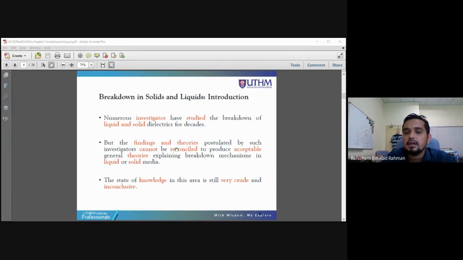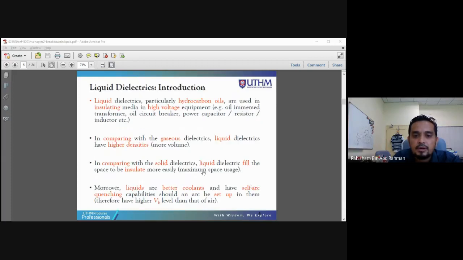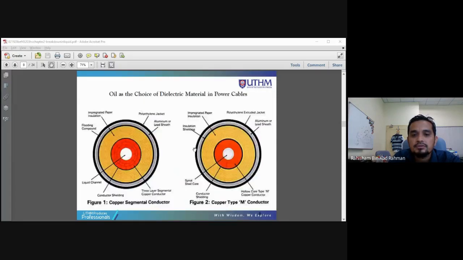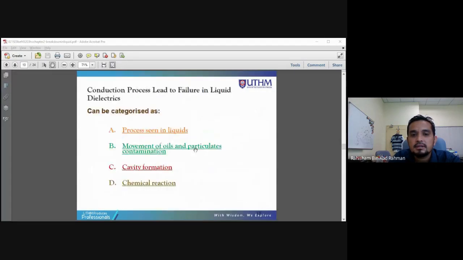For example, the liquid occupies the space which a solid dielectric does not occupy. That is one example. The second one, the liquid has a higher dielectric strength as compared to the gas, for example. And you need to be able to extract and find some more in comparing to the gas. Okay, we use it in transformers.